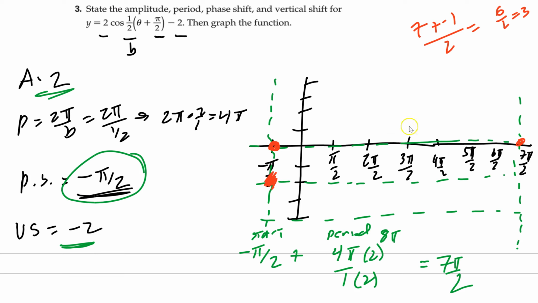So 3 pi over 2. So halfway is my lowest. And between these two right across, it's like right there and like right there. And that is my cosine graph. Moved over negative pi over 2, moved down to the period of 4 pi.